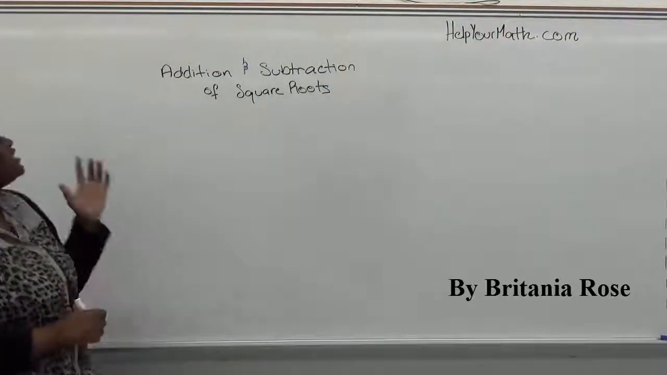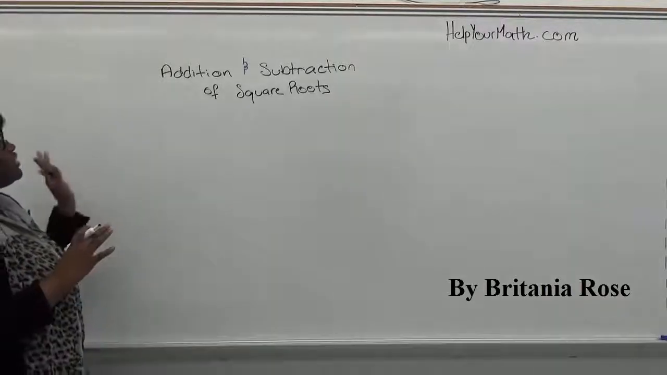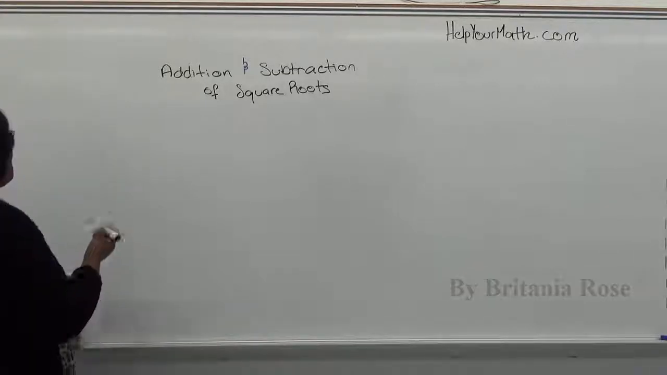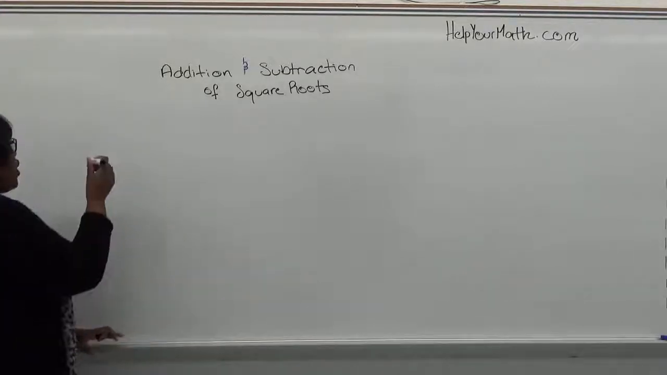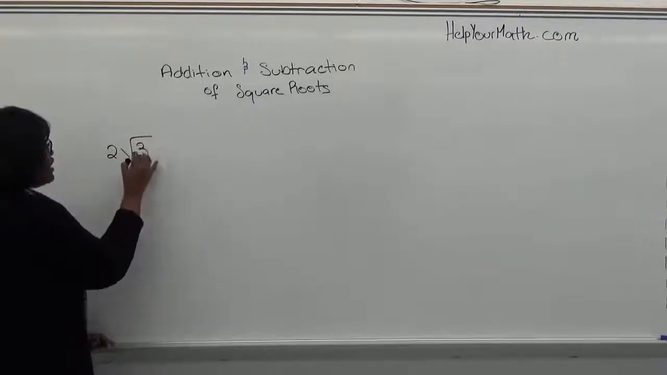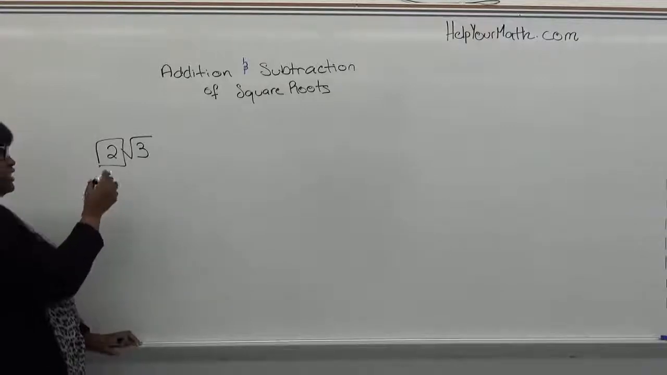Today we'll be doing addition and subtraction of square roots. So for us to do addition or subtraction of square roots, we have to know a couple words. For instance, we need to know what a coefficient is. Now a coefficient is a number that is outside the radical. So 2 is our coefficient.